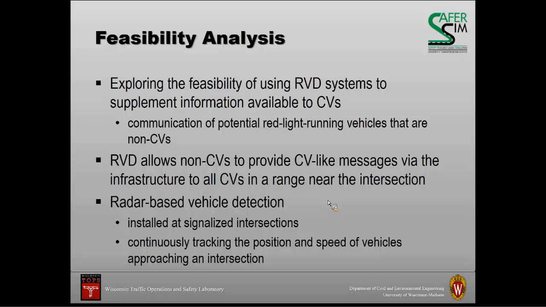The position and speed are key components of the basic safety messages that can be received by a connected vehicle through technology like direct short-range communication. Through a software-based approach, radar-based vehicle detection systems could be used to mimic a connected vehicle and send non-connected vehicle information to nearby connected vehicles, and hence we can increase the effectiveness of market penetration of such technology.